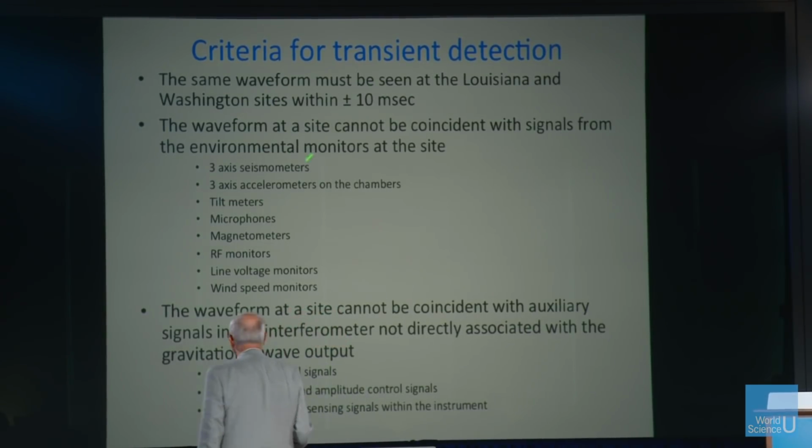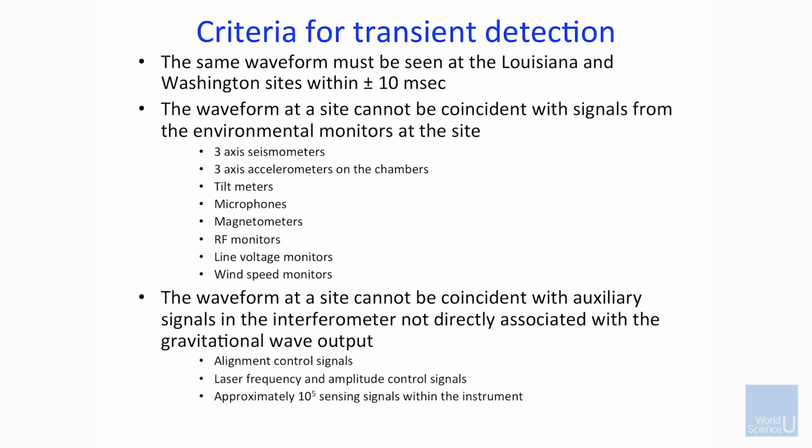That's actually quite an intricate topic. What are the criteria for when we detect something? These are important things to know in order to sense whether we really saw something, and it's something very much on our minds. And that is, did we see something at both sites? And at each site, that's important, we see the same thing within 10 milliseconds. The other thing is that you have all sorts of sensors which sense the environment, and whatever you think is a gravitational wave should not be seen in these. These are sensors of the environment around you.